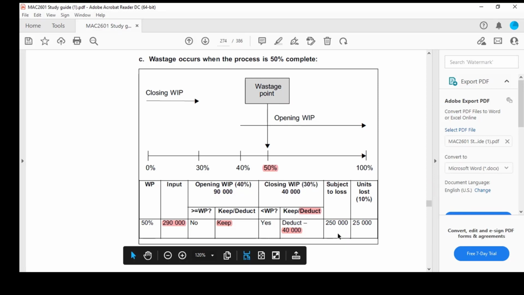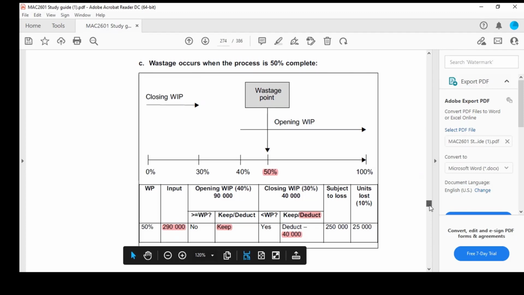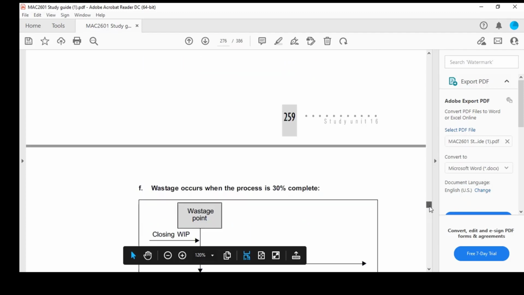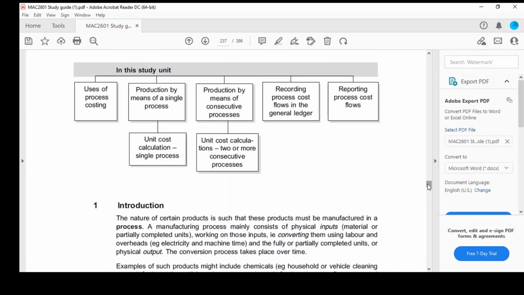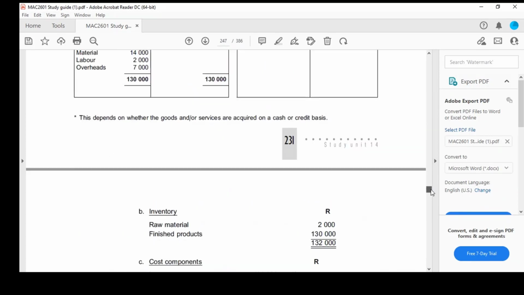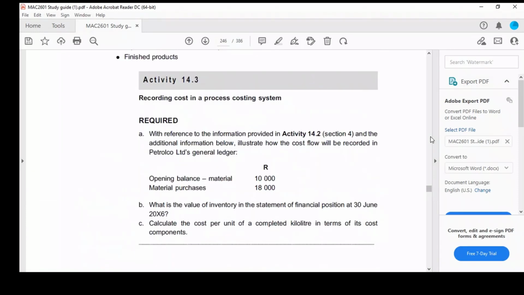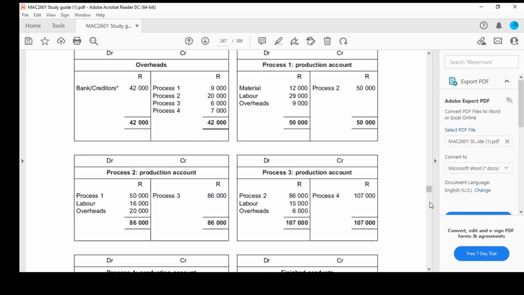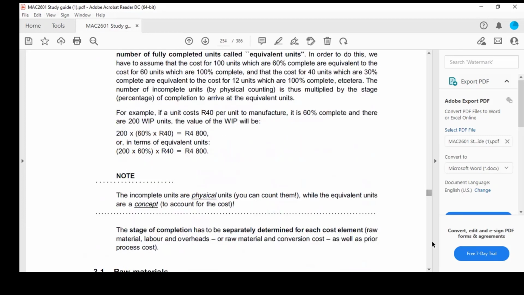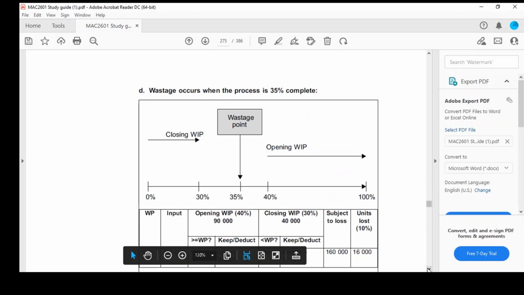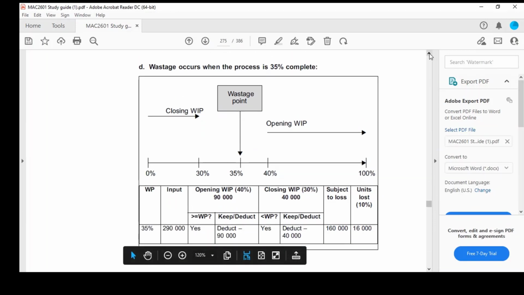Are we all understanding? Yes, we do. Ma'am, can you please repeat on the closing WIP? Closing WIP, when it's less than... where am I now? I'm trying to check the page. But you understand the opening WIP, right? Yes. Thank you. Here it is.